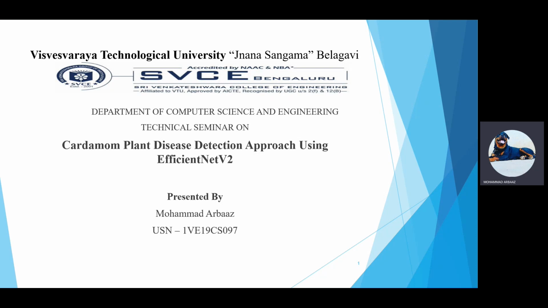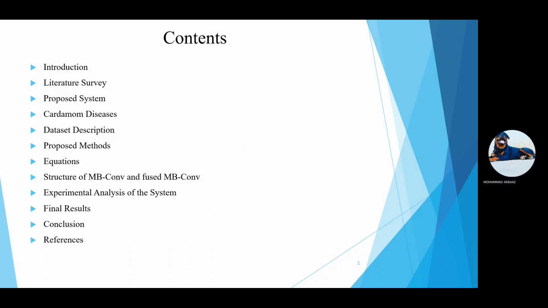In this session, I will be discussing the cardamom plant disease detection approach using EfficientNetV2. I will be discussing the introduction part, literature survey, proposed system, cardamom diseases, dataset description, proposed methods, equations, structure of MB convolutional and fused MB convolutional, experimental analysis of the system, final results, conclusions, and the references. I have prepared these slides.